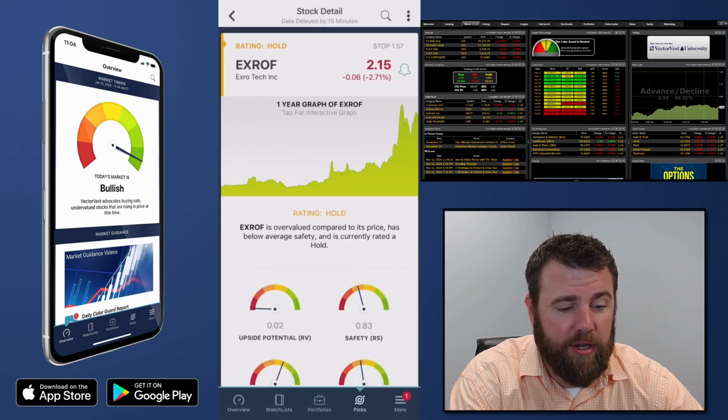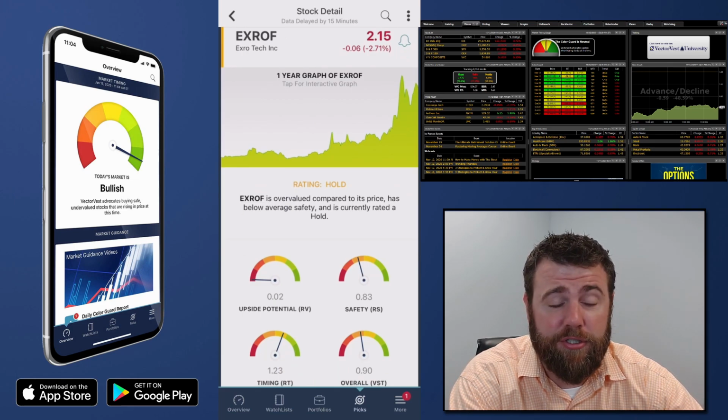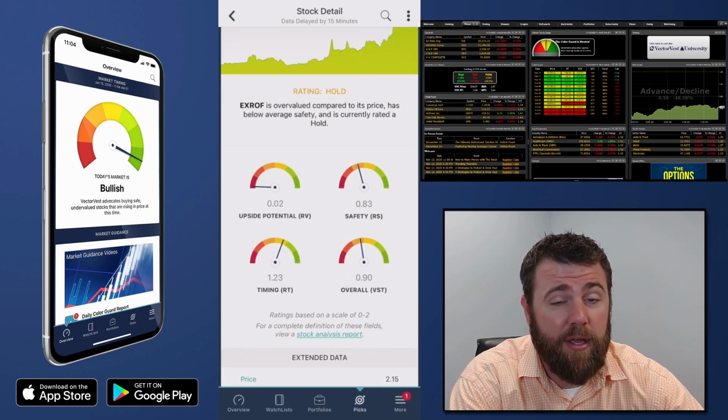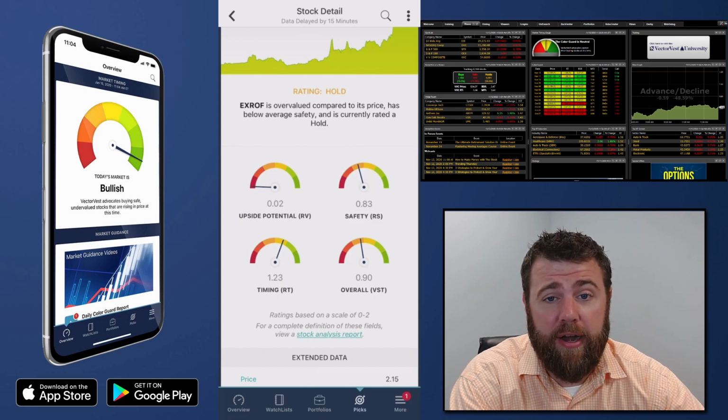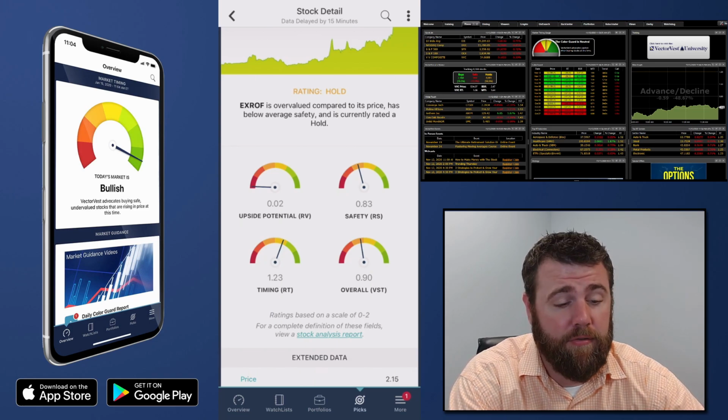EXROF, definitely take a look at that one. So this is definitely a speculative trade. Poor long-term potential, a lot of risk associated with it. Timing 1.23, it isn't a steady uptrend, but typically with these speculative trades, you like to see the timing at 1.4 or greater. Overall, stock's not favorable because that timing isn't strong enough to offset the risk that's associated with it currently.